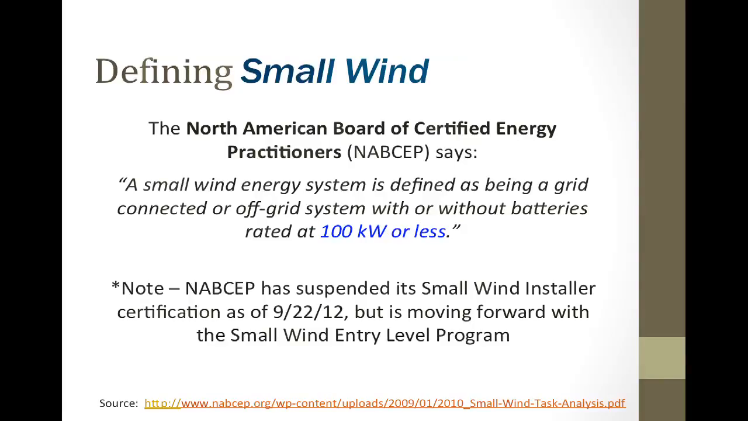There's another outfit that's known as the North American Board of Certified Energy Practitioners, or NABCEP. And they also say that a small wind system is defined as being either grid connected or an off-grid system that either has or does not have batteries, and it's 100 kilowatts or less. Now, I need to point out here that NABCEP had a small wind installer certification, not certificate, but a certification program that it was working on, and I was involved in that.